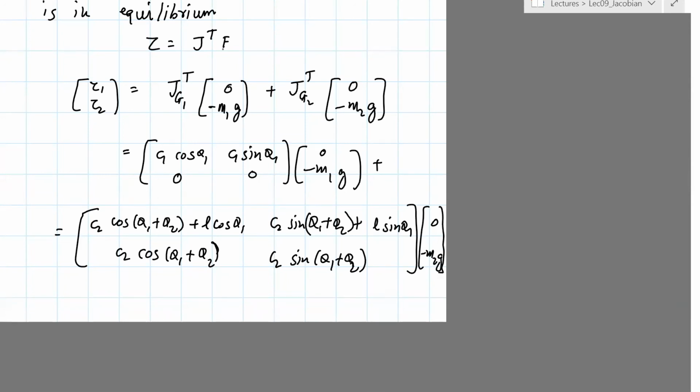Okay, so the last step is to simplify that. I'll skip that, but it's very obvious how to do that. Just multiply those two. If you want, you can just put it in Python and use a symbolic package to give you the answer. Note that I've taken the transpose. This is JG2 transpose, and this is JG1 transpose. So the transpose has already been taken there. So when you look at JG1, don't get confused, it's the transpose. Okay, so that's the second application of the Jacobian. It gives you static forces.